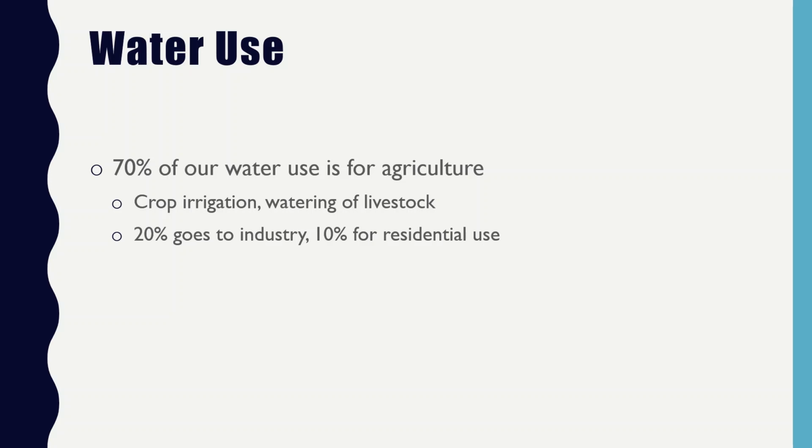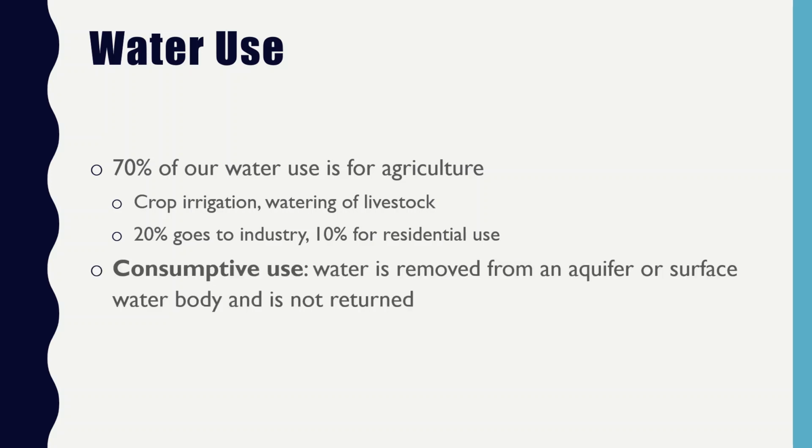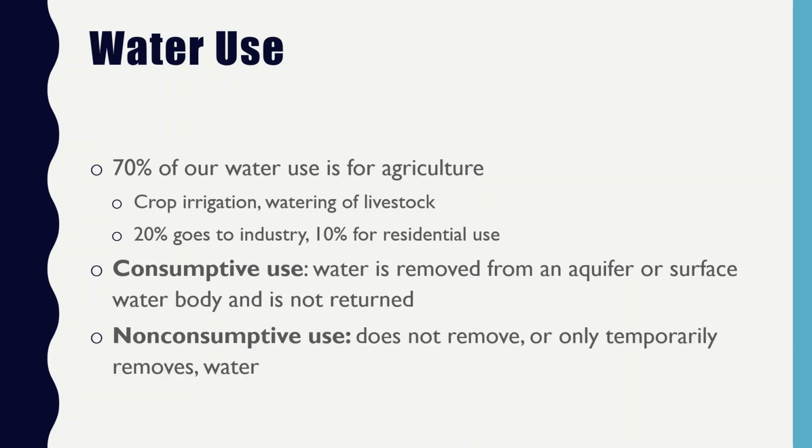There are two types of water use. There's consumptive water use, and that is when water is removed from an aquifer or surface water body and is not returned. That's most of our water use, right? We take water out, we use it, and then it winds up somewhere else. We use it for drinking water, we move it for farms, we do something else. So it's not going back to its source.